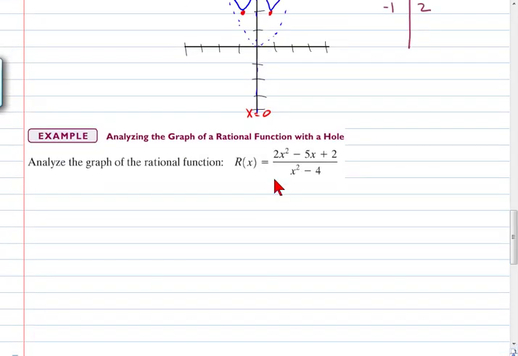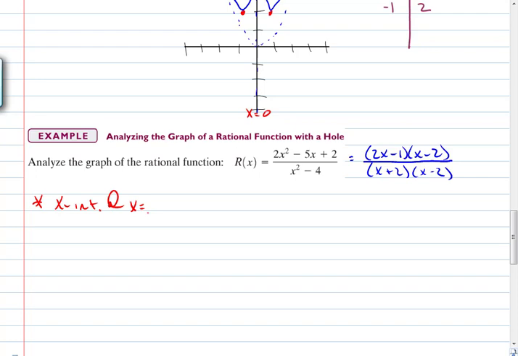Let's analyze the graph of this rational function. First of all, we need to do what? Factor it. So that's going to give us (2x - 1)(x - 2) over (x + 2)(x - 2). So where are our x-intercepts? Negative 1/2, x equals negative 1/2. No, not negative, positive 1/2. What about a y-intercept? Not at x equals 2, because that's going to cancel and that's going to leave us what? It's going to have a hole at x equals 2.